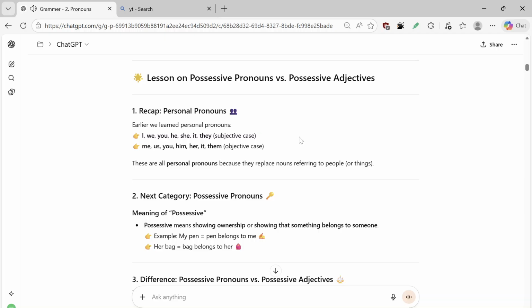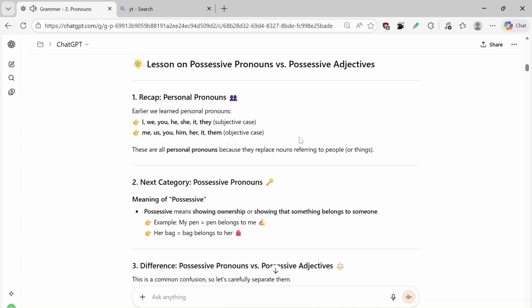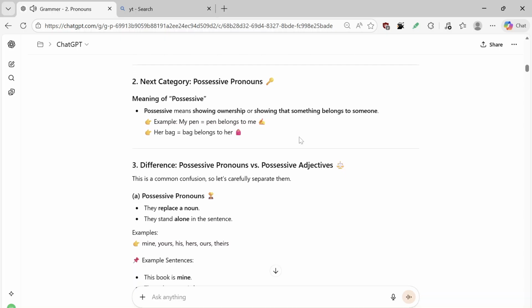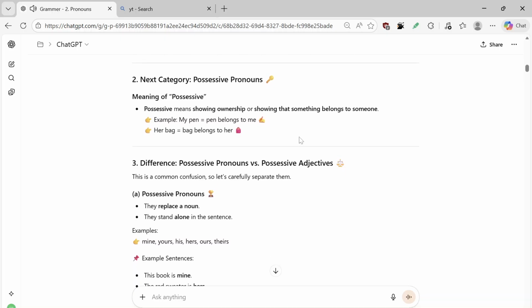2. Next category, possessive pronouns. Possessive means showing ownership, or showing that something belongs to someone. Example: my pen equals the pen belongs to me. Her bag equals the bag belongs to her. 3. Difference: possessive pronouns versus possessive adjectives. This is a common confusion, so let's carefully separate them.